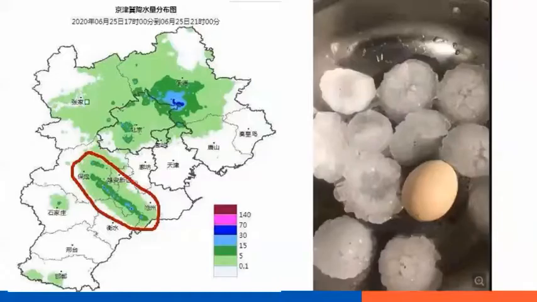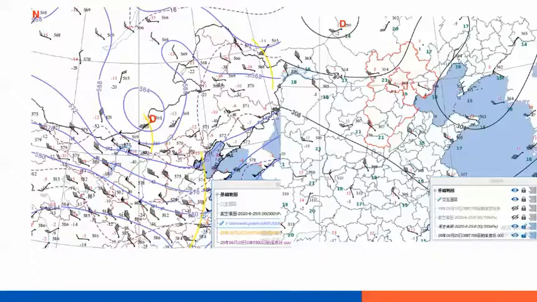The right circle in the left image shows the hail path. The right image shows the giant hail-like egg in Baoding. Let's look at the environmental circulation. The right image is the synoptic chart at 500 millibar.